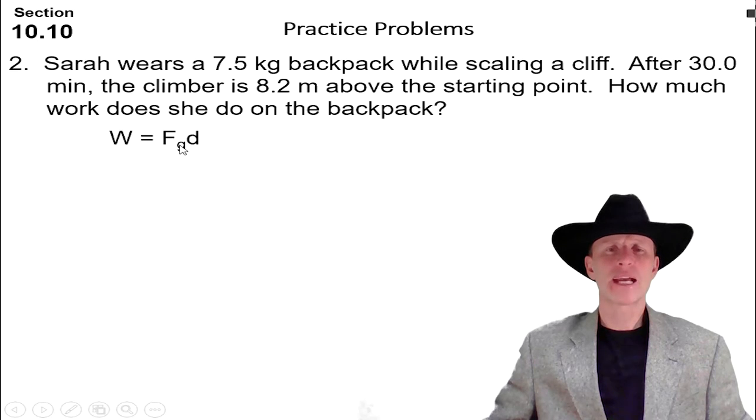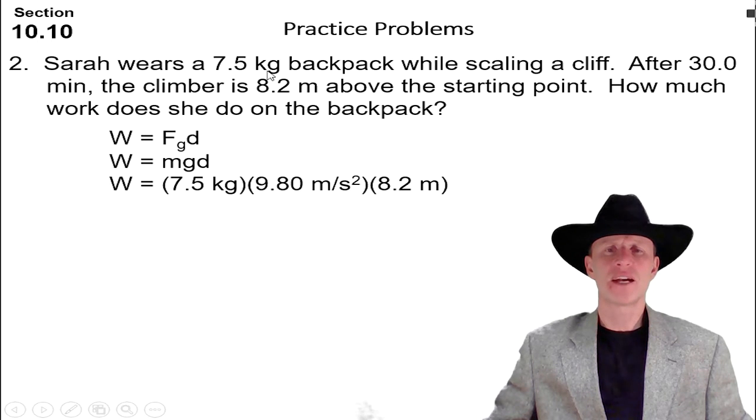So we need the weight of the backpack. So we need the mass of the backpack times gravity in order to get the weight. The mass would be 7.5, gravity would be 9.8, and the distance moved would be 8.2. Multiplying those three things together, we get 600 joules to 2 sig figs.